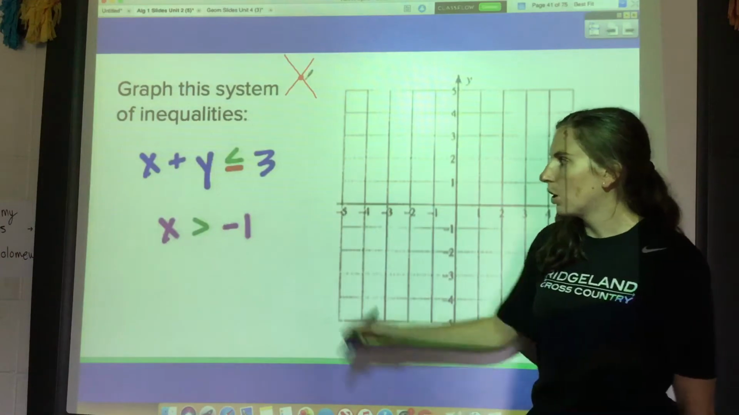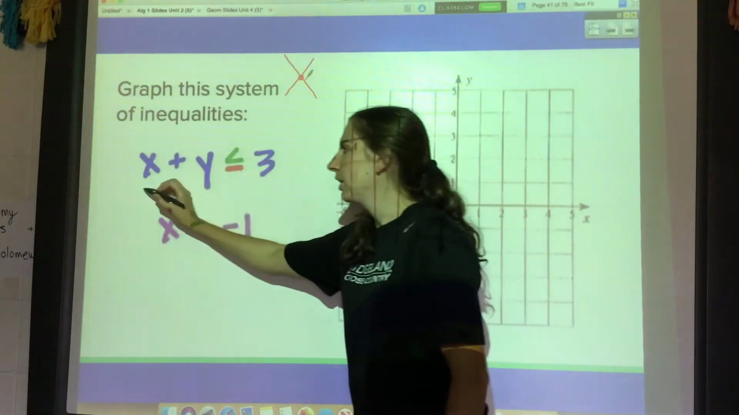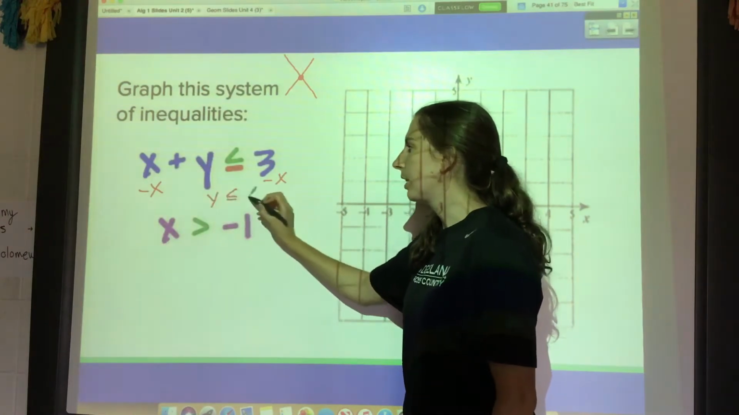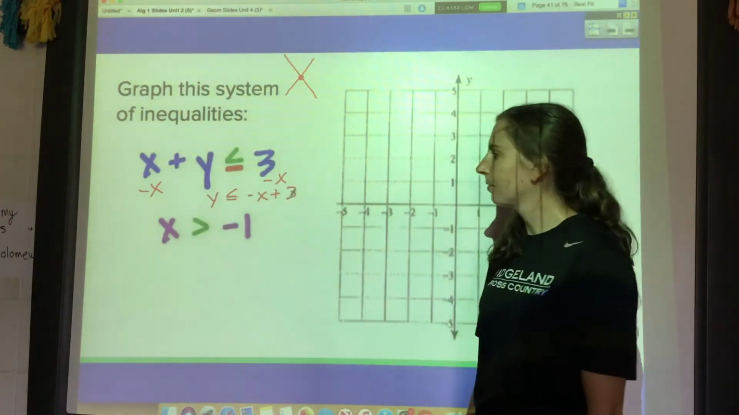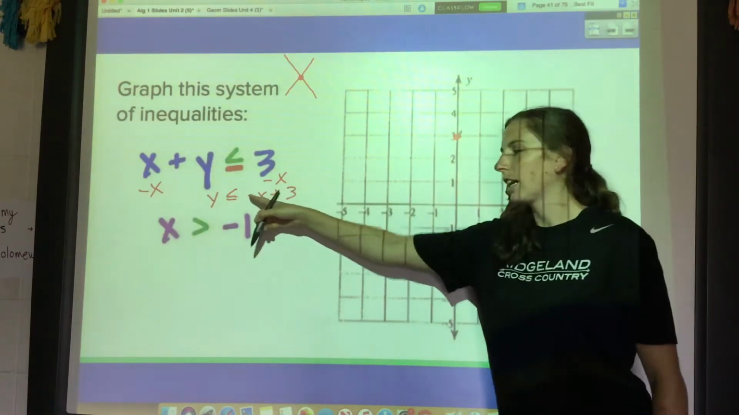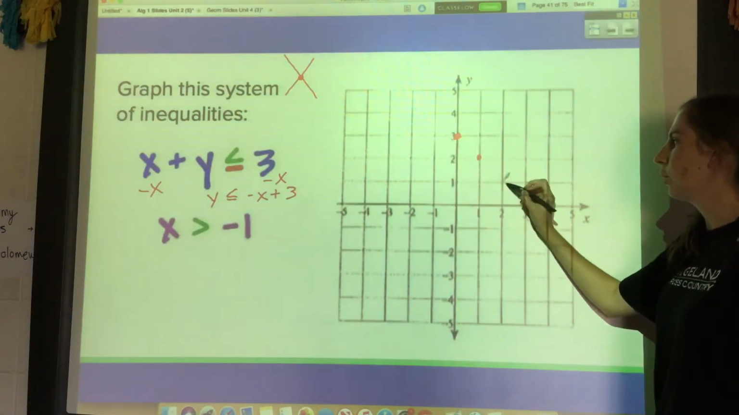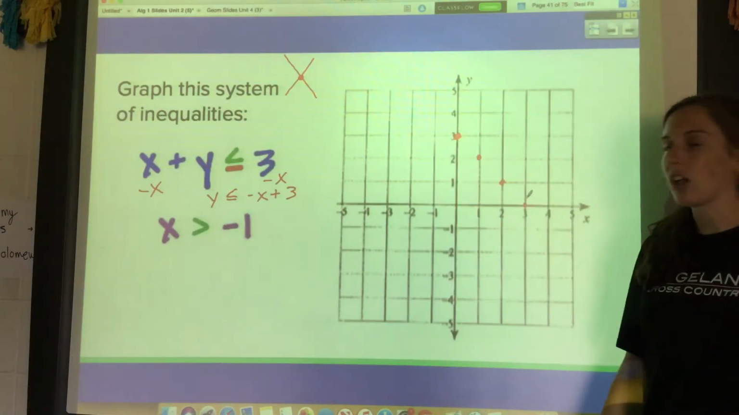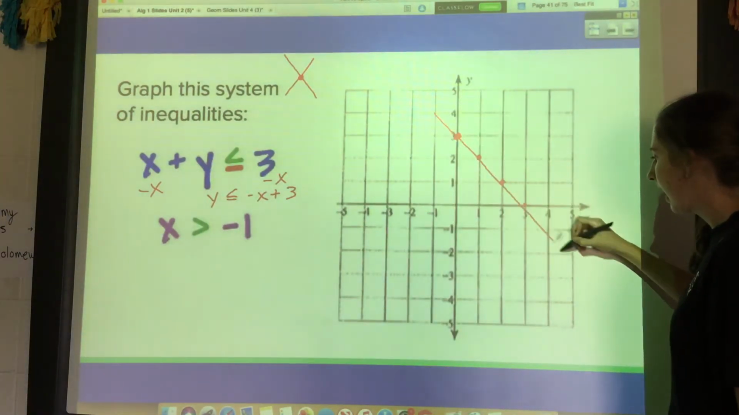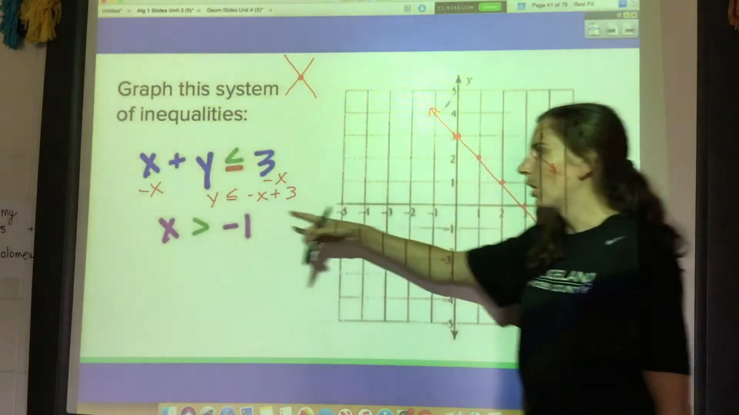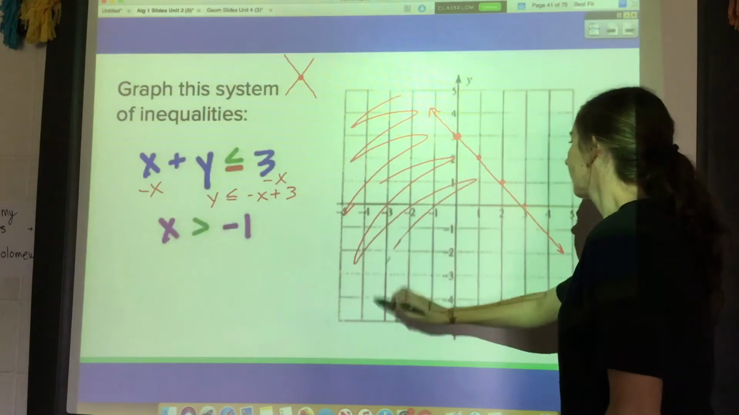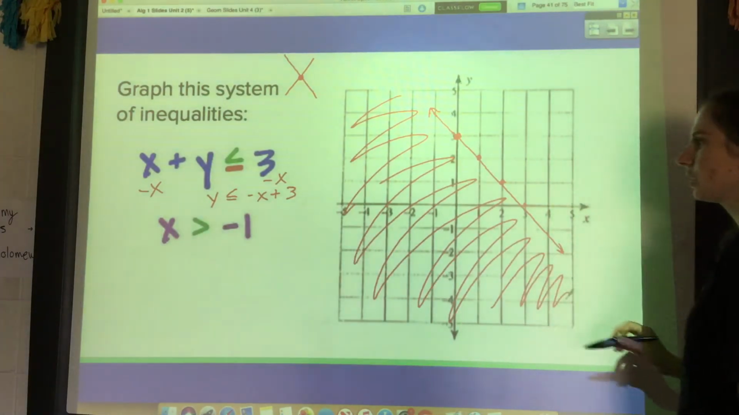Okay, so this one we graphed in the last video. You have to subtract x from both sides to get y by itself. So y is less than or equal to negative x plus 3. This has a y-intercept of 3 and a slope of negative 1, so down 1 over 1, down 1 over 1. It's a solid line because it could equal the line. And I'm going to shade below it because it's less than. So that's the first inequality.